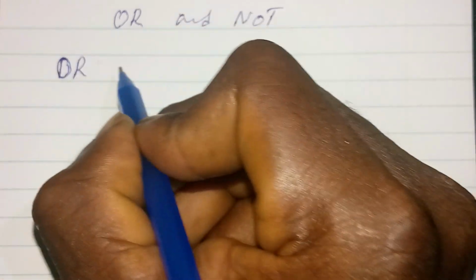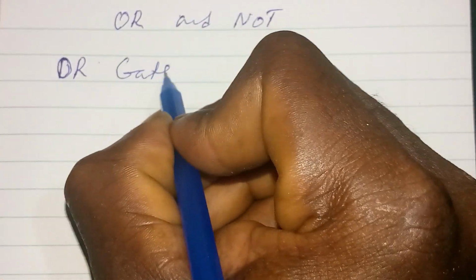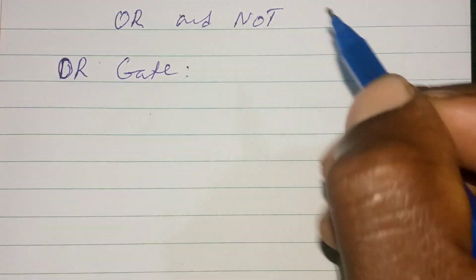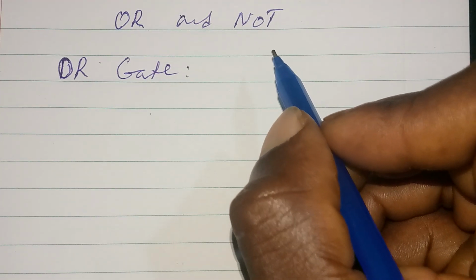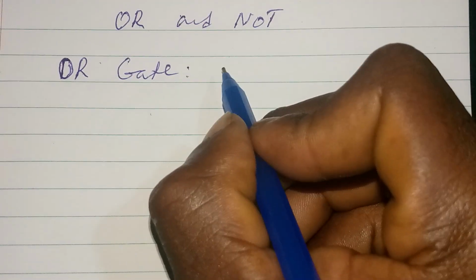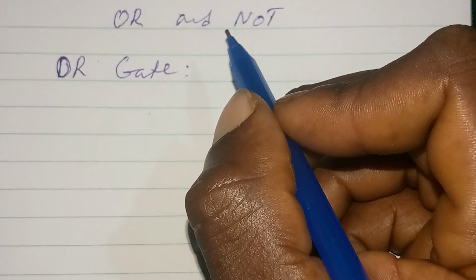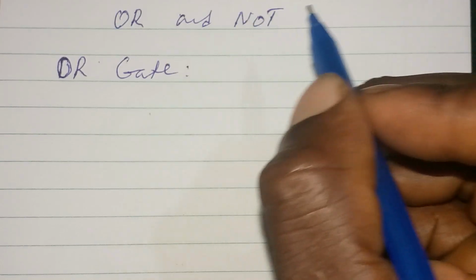Now let's look at the two different types of gate. First, let's consider the OR gate here. The OR gate. So what is actually the OR gate? An OR gate is when two switches are placed in parallel to each other.